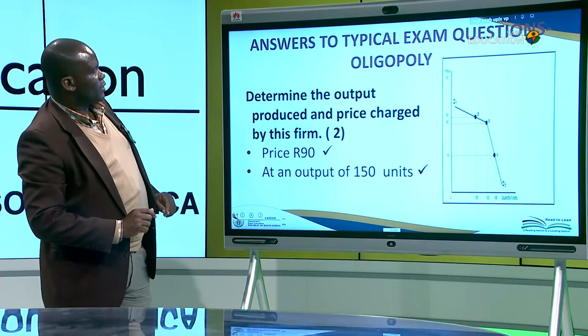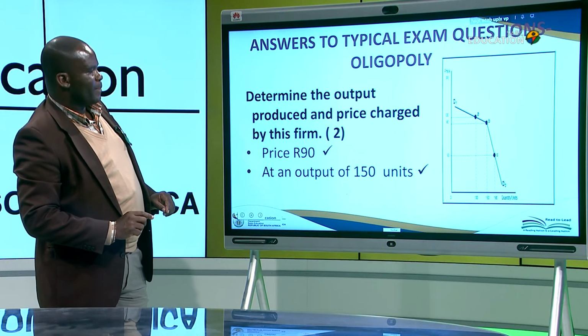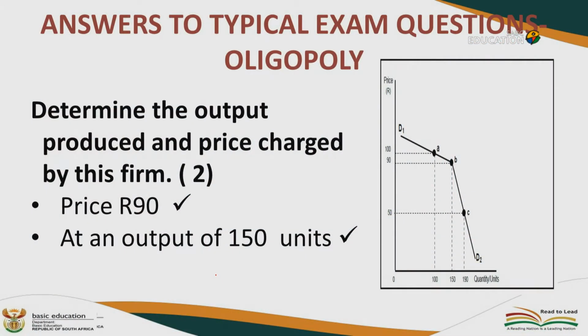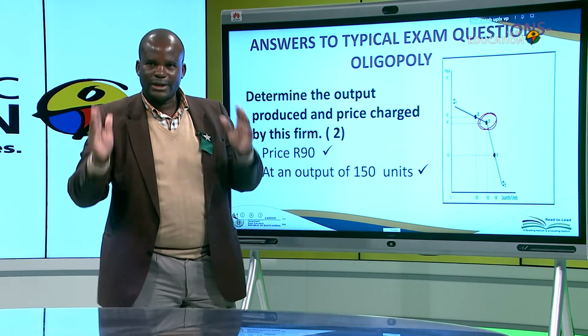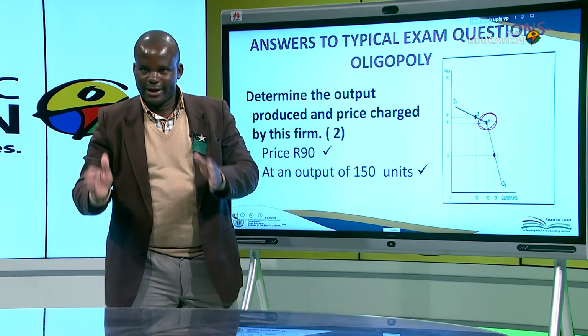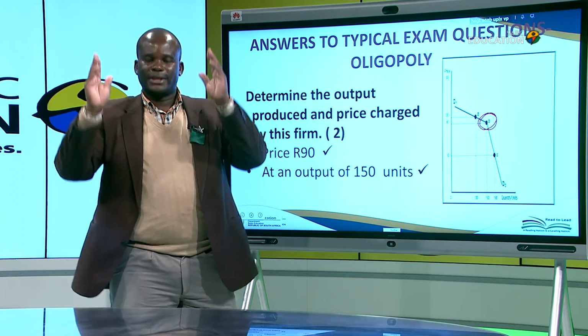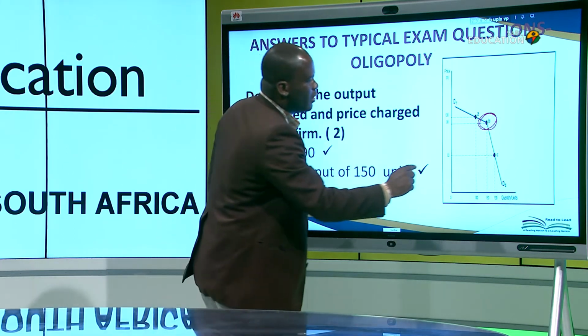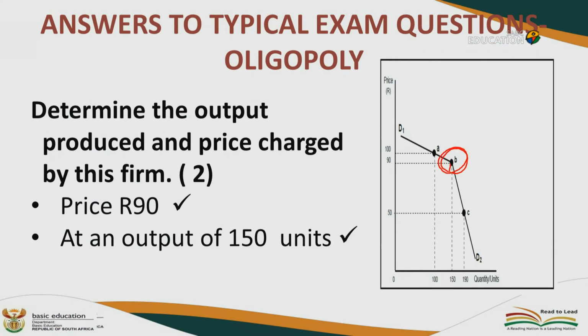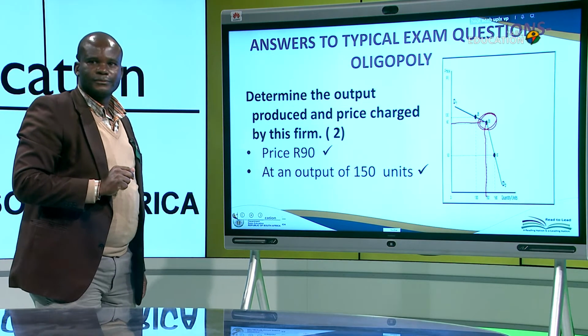Determine the output produced and price charged by this firm. Remember I said decision is always made at the kink. So with oligopoly, the quantity is always determined at the kink. The price is also determined at the kink, meaning this firm is going to produce how many units at the kink? 150 units. And what is the price at the kink? 90 rands. Right?